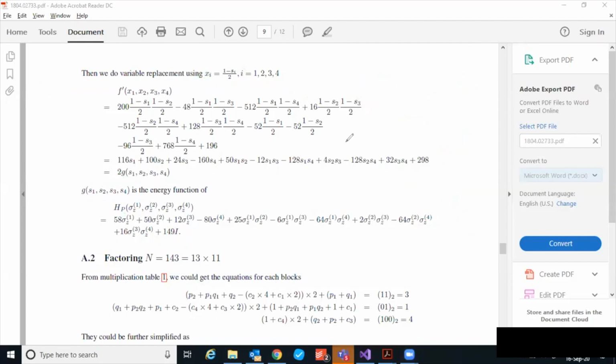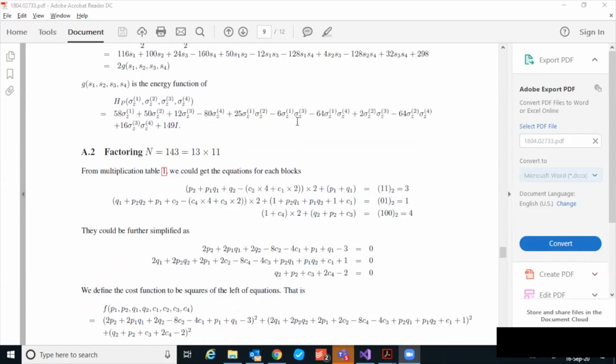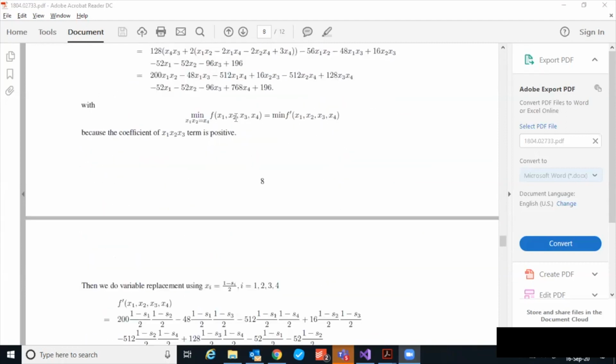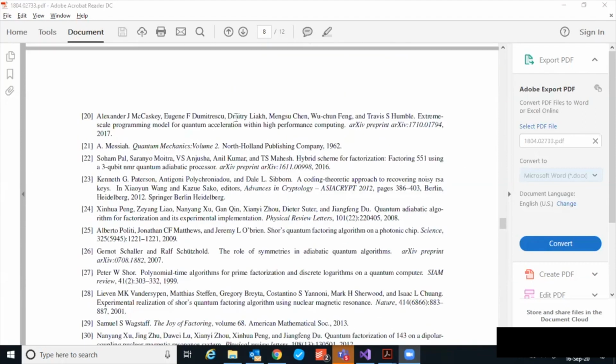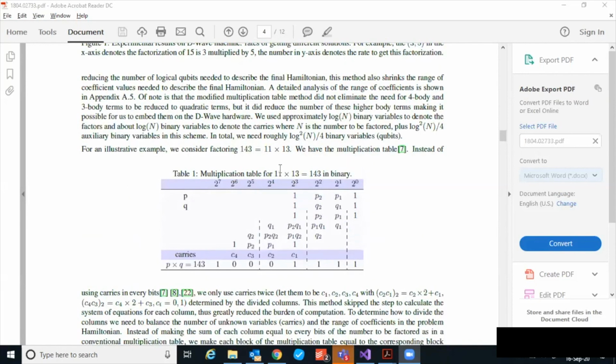So if you see, they have given more examples, like for 143, 13 into 11. Here they have used a slightly different formula. Instead of taking it directly like this, because the problem is big, they have used a multiplication table. So let's say we have a problem like this here.